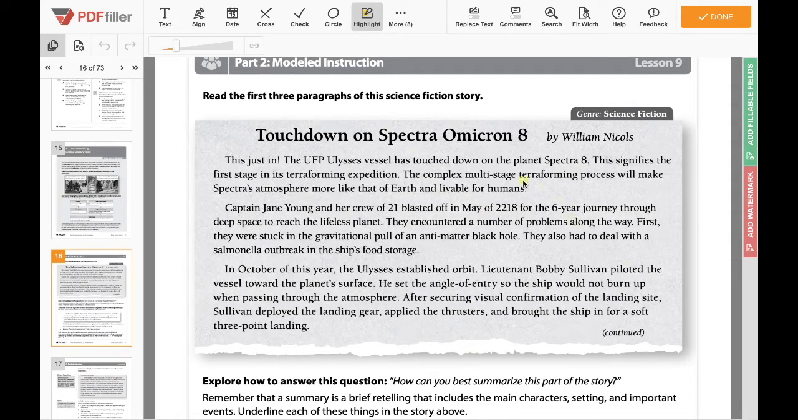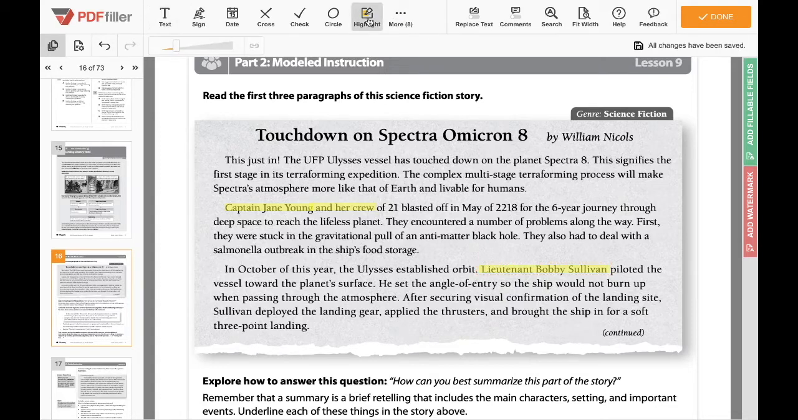So we need to look at main characters first. What main characters do we see here? Well, we see Captain Jane Young and her crew, so we'll just underline all of that. And then we see Lieutenant Bobby Sullivan, and that's really the only people we see in this story here.